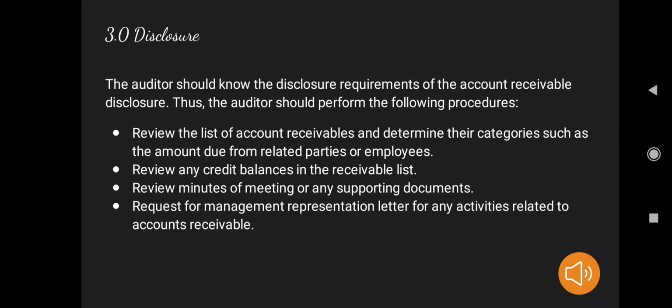The last one, disclosure. The auditor should know the disclosure requirements of the accounts receivable disclosure. Thus, the auditor should perform the following procedures. First one is to review the list of accounts receivable and determine their categories, such as the amount due from related parties or employees, or review any credit balances in the receivable list, and review minutes of meetings or any supporting documents, and request a management representation letter for any activities related to accounts receivable.